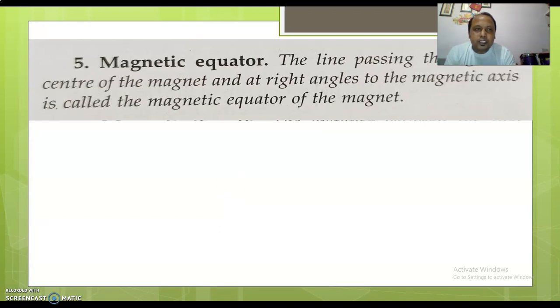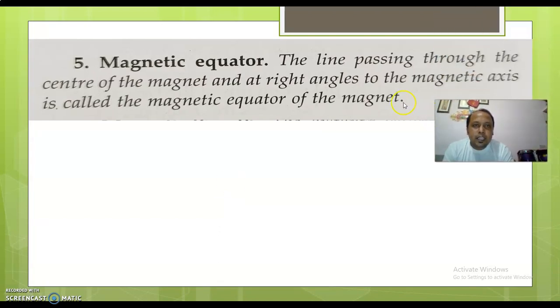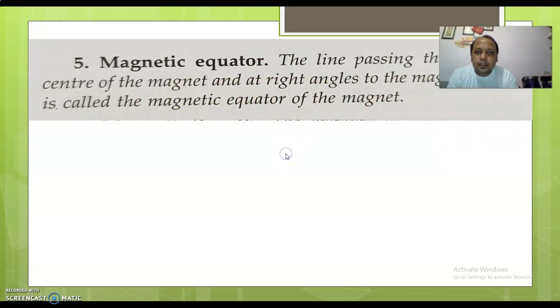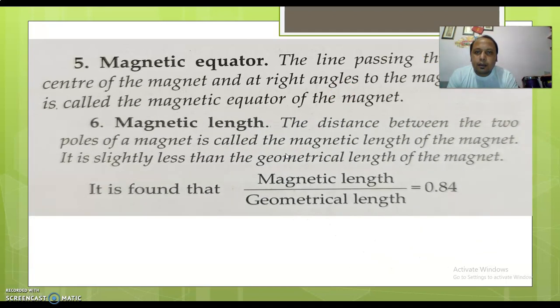Here is the definition of magnetic equator: the line passing through the center of the magnet and at right angle to the magnetic axis is called the magnetic equator of the magnet. Then magnetic length. This you need to understand.